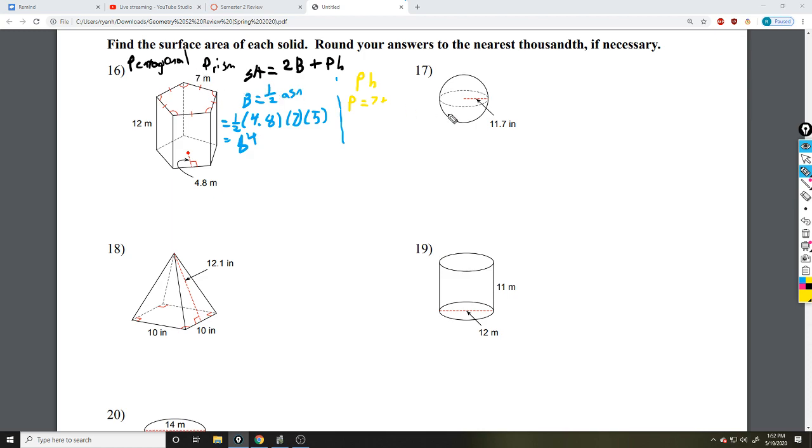The sides are 7 and 7, and there's 5 of them, which equals 35. I'm cutting into my sphere here. Hope it doesn't mind. Our height here is our distance that connects the two bases. So what connects the bottom base to the top base? Well, it would be this distance right here. That's 12.